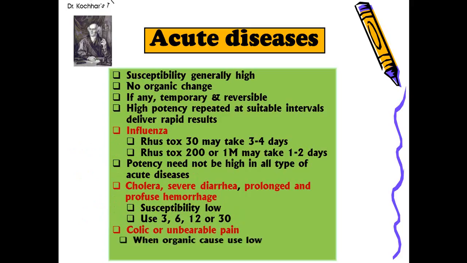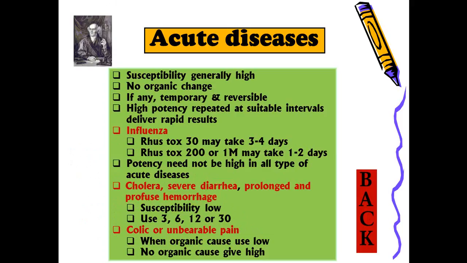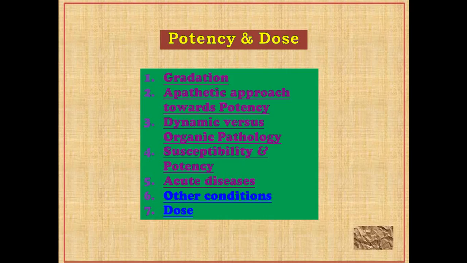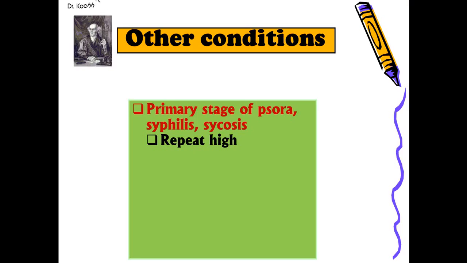Then colic or unbearable pain. In colic or unbearable pain, when there is organic cause, then use low potency. If no organic cause, then use high potency. Colocynth, intestinal colic, no organic cause, high potency. But if there is gallbladder inflammation, renal calculi, or any organic cause, then instead of high potency, low potency will give you better result. So that is about acute disease. Then we go to some other conditions here.